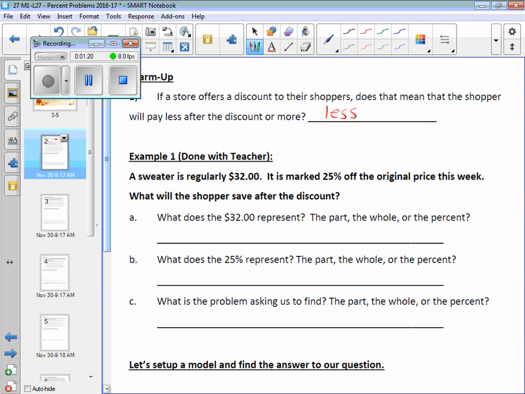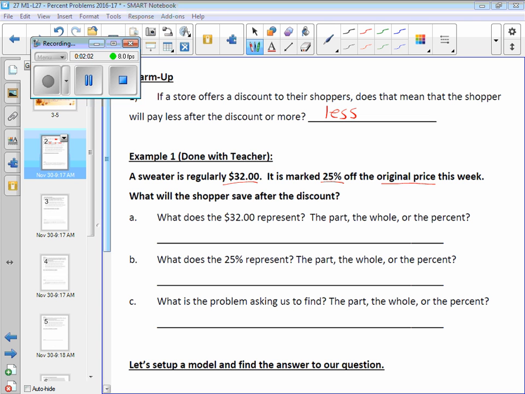Okay, so example 1. A sweater is regularly priced at $32. Underline that. And it's marked 25% off the original price. I want you to underline 25% and also the words original price. What will the shopper save after the discount? Remember we were doing part-to-whole relationships? We're going to break it down. The original price, is that the part or is that the whole? The whole, right? The price that you pay after the discount is considered the part.